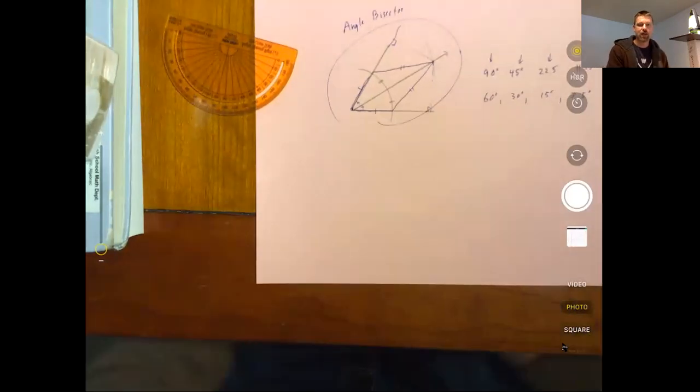All right. That was our lesson on angle bisectors and perpendicular bisectors. The next lesson will be on centers of a triangle. There are more than one center.